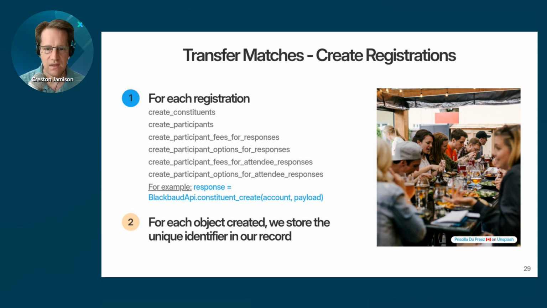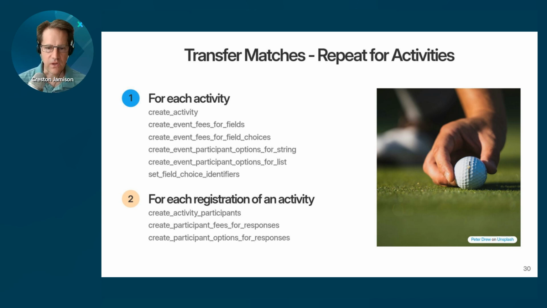So basically we're collecting all of those in these different method calls to transfer all the data advancement form collects to NXT events. And again, this is just a sample method call in terms of creating a constituent. And again, for every object we're creating, even with registrations, we're storing that unique identifier in our record as well. Okay, and that was for one event.